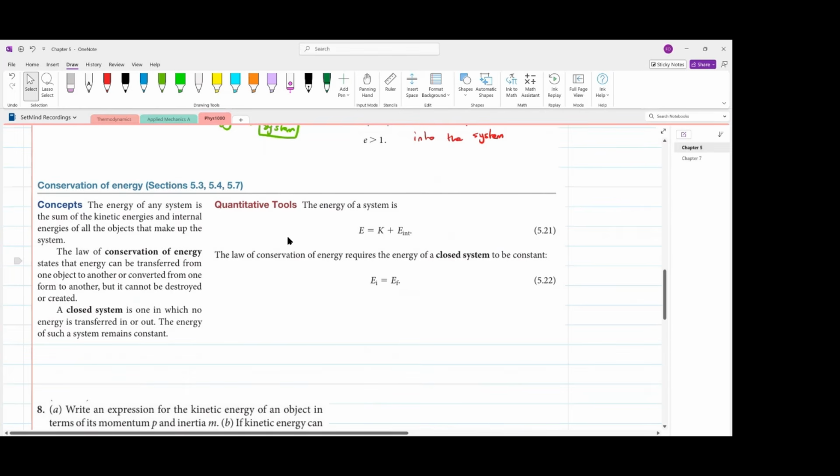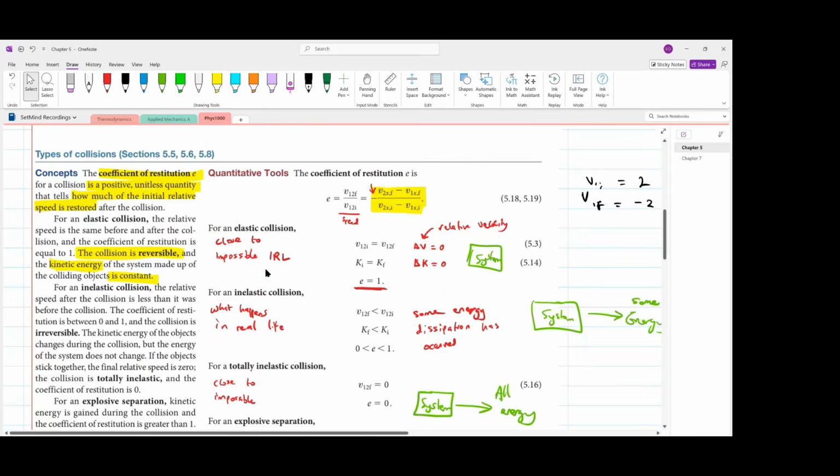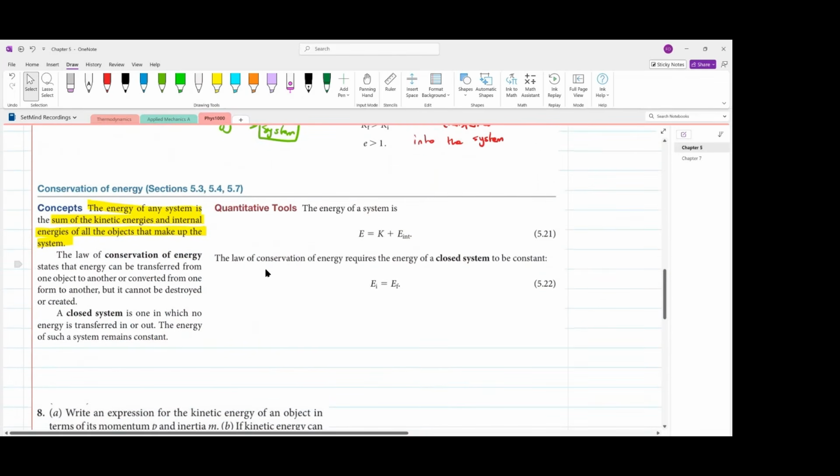So the energy of any system, okay, is the sum of kinetic energies and internal energies of all the objects that make up the system, right? Okay, so that seems like a lot, but we already looked at kinetic energy, right? We looked at kinetic energy, and what we're now saying is total energy is kinetic energy plus something else called internal energy, right? And the way I think about it, to me, internal energy is just physicists trying to avoid responsibility, right?